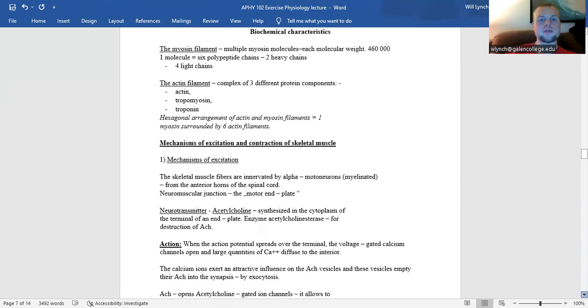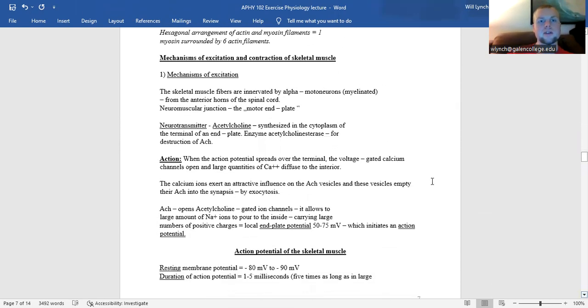The mechanisms of contraction, we're going to have excitation contraction coupling. What that means is that we have skeletal muscle fibers innervated by alpha motor neurons. These are going to receive signals at the neuromuscular junction, which is going to contact the motor end plate on the muscle. The neurotransmitter we use here is acetylcholine, and this is synthesized in the cytoplasm of the terminal end plate. Across the synaptic cleft, acetylcholine is degraded by an enzyme known as acetylcholinesterase.